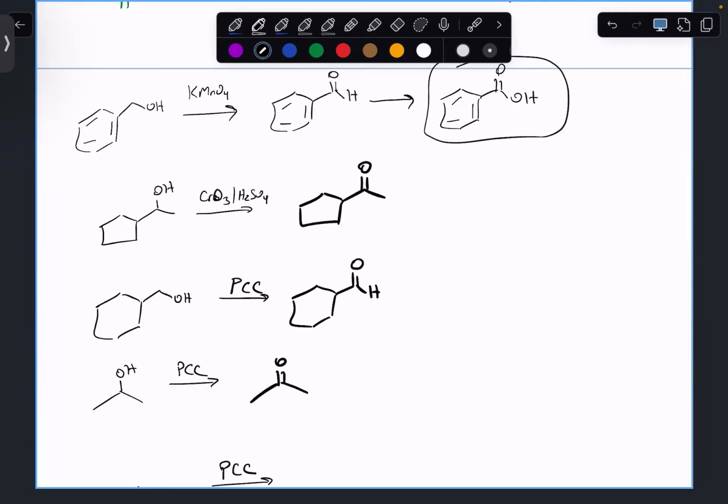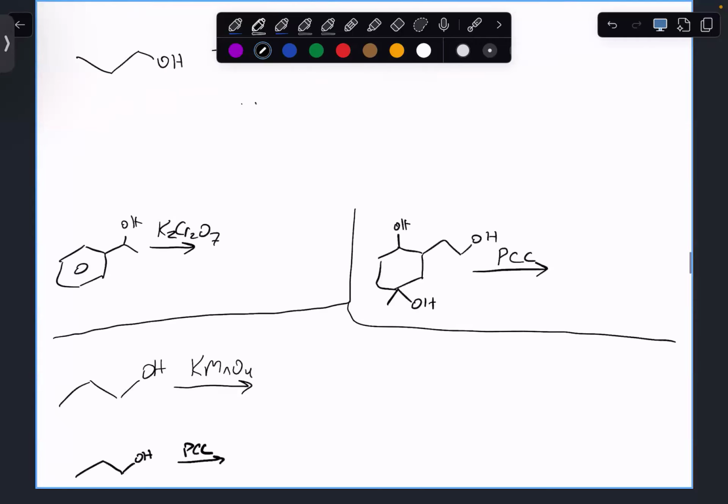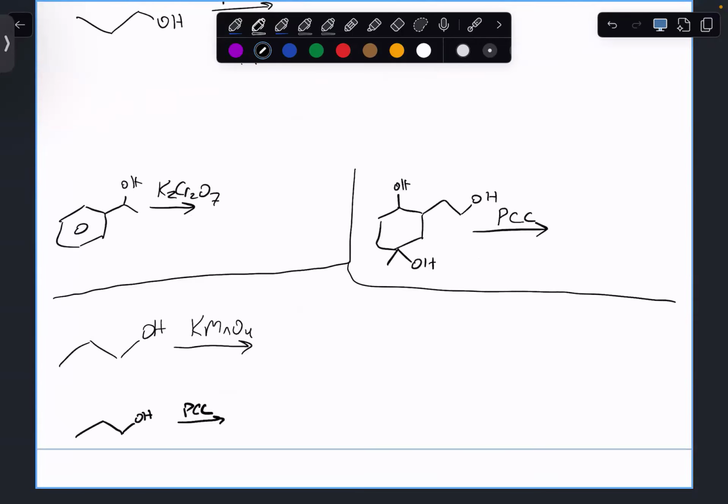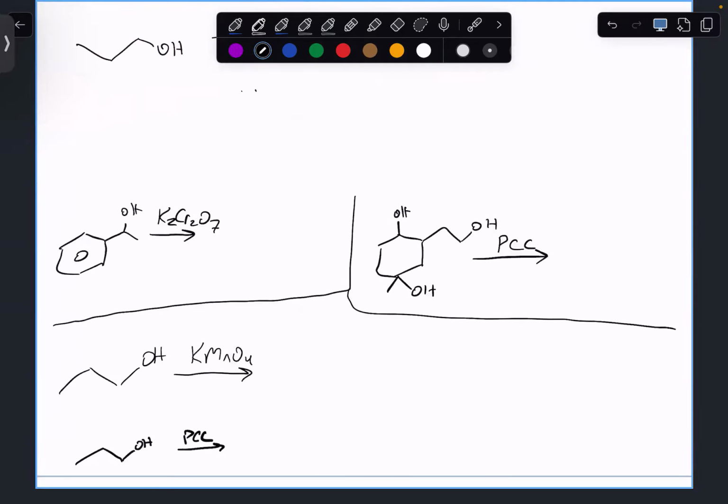The difference is in the behavior of these oxidizing agents when it comes to primary alcohol. Any questions on that? All right. Well, let's look at these two in the box. Give me the product of this oxidation and then give me the product of this oxidation.